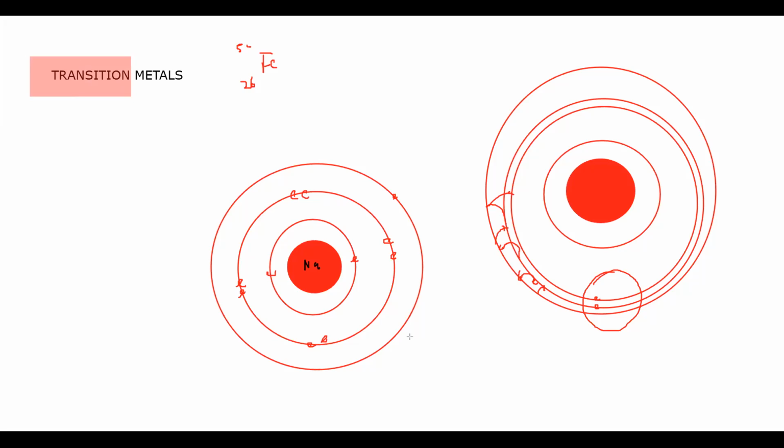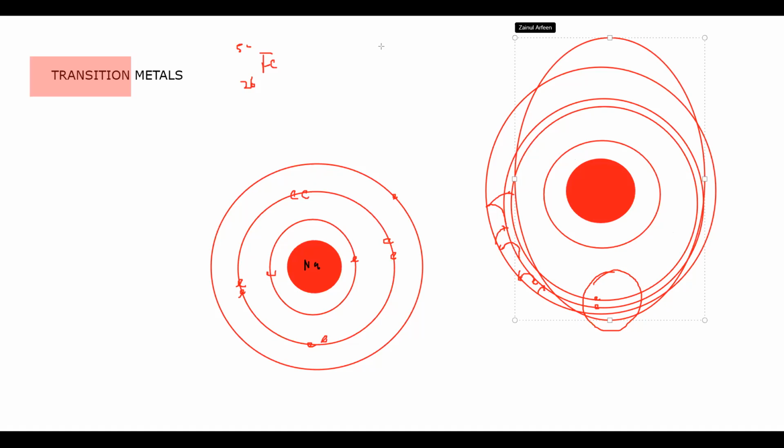And due to this reason, in normal metals, the distance between the shells is too much, so the electrons are not able to move from one shell to another. But in transition metals, the shells are actually overlapping with each other. When I use the term overlapping, it means they are very close to each other, so electrons can jump from one shell to another easily.